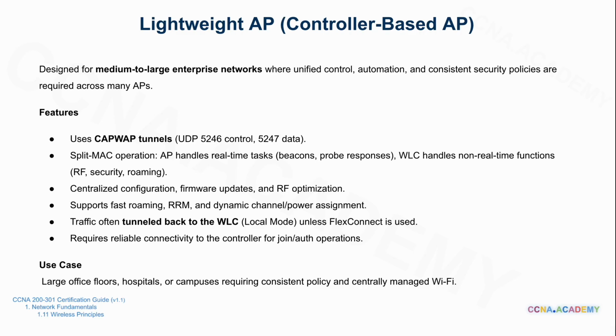A lightweight AP relies on a central wireless LAN controller to manage configuration, security, and RF optimization. The AP handles real-time tasks, while the WLC controls policies and channel/power decisions. This model enables fast roaming, consistent configuration, and easy management across many APs. It is the default choice for medium to large enterprise deployments.